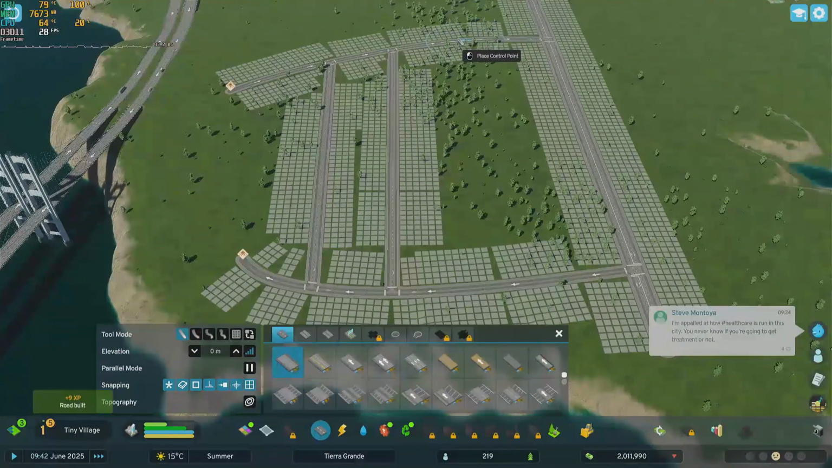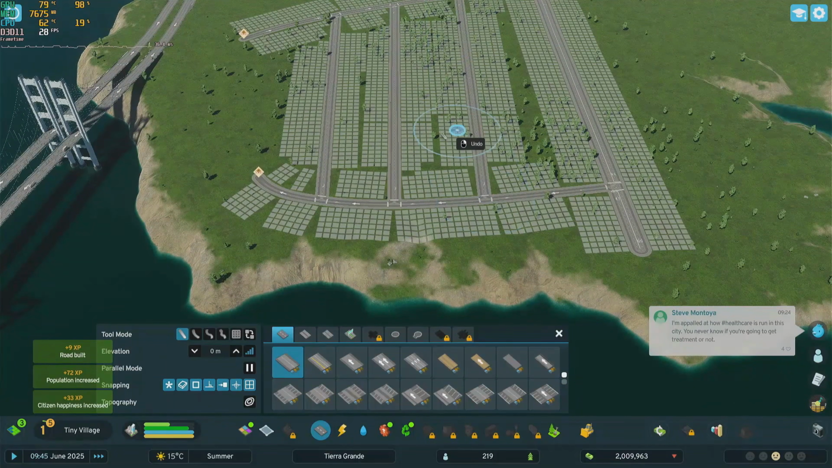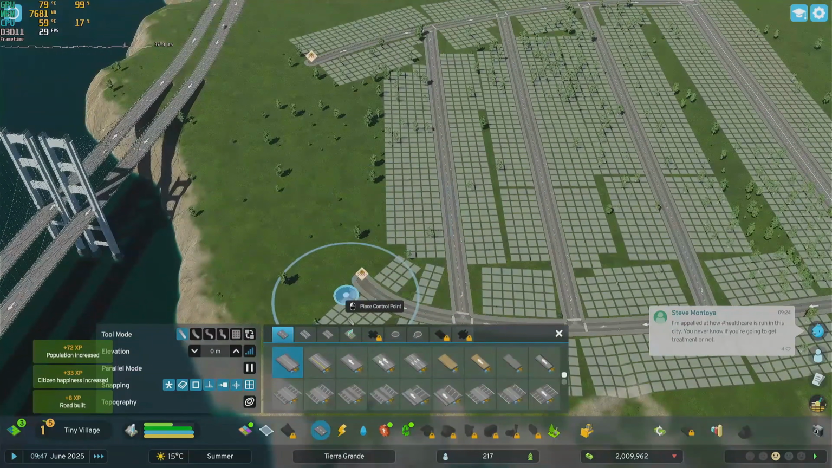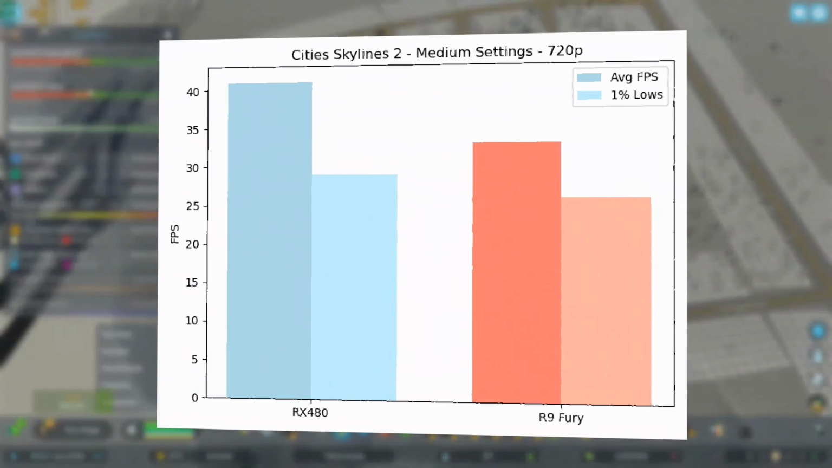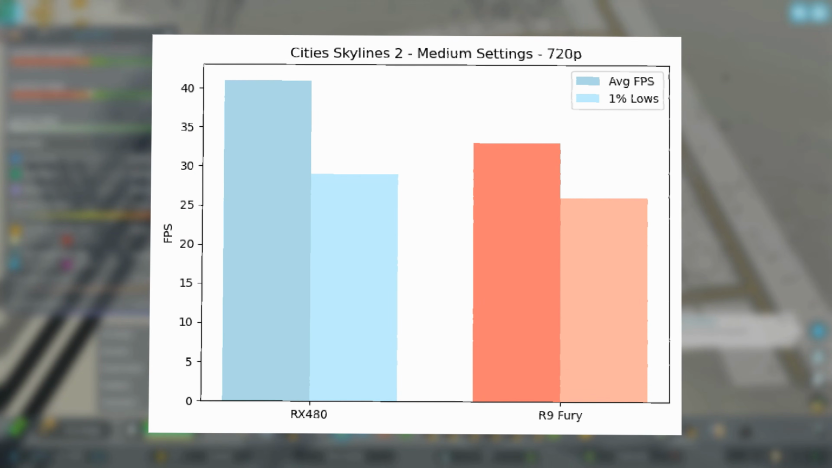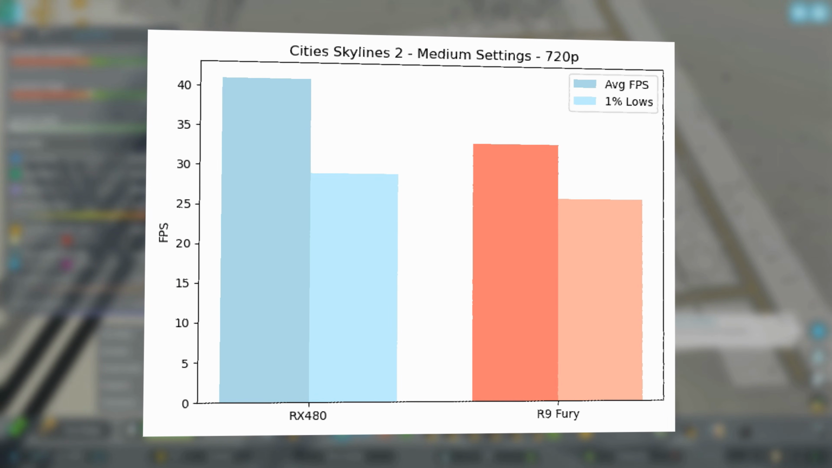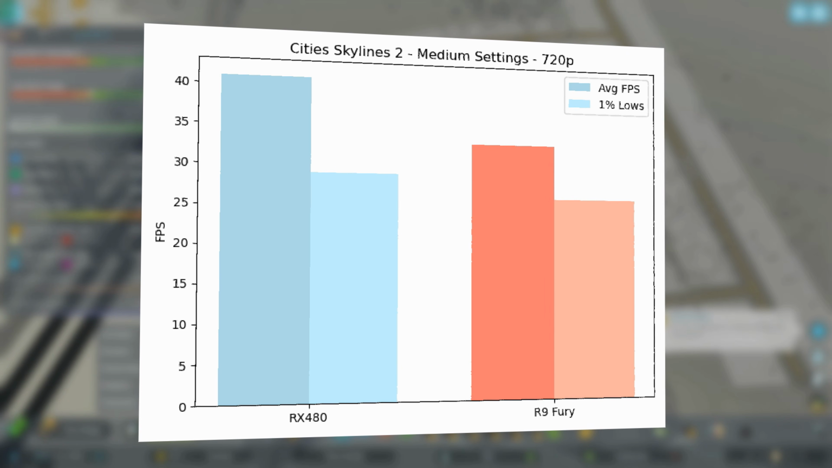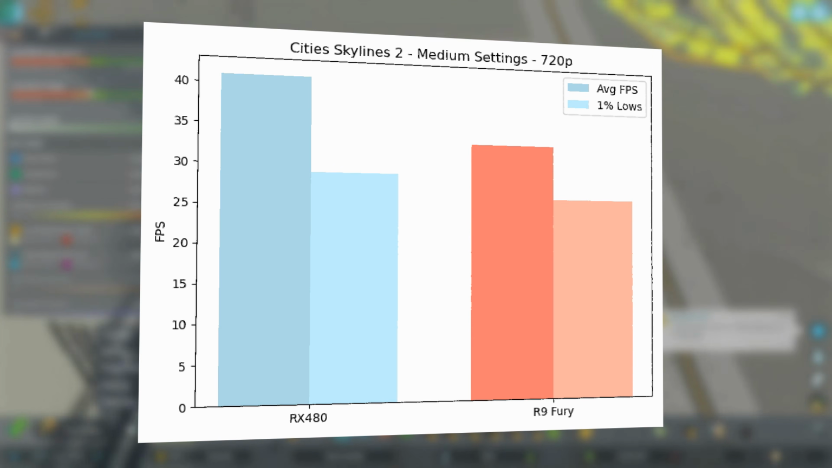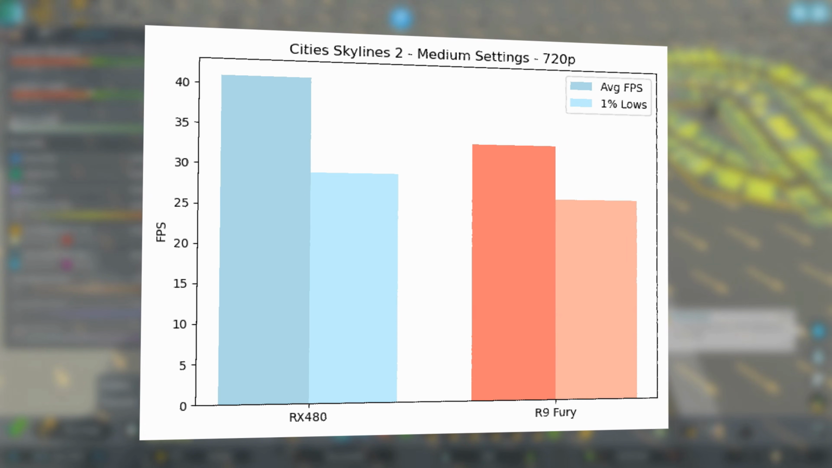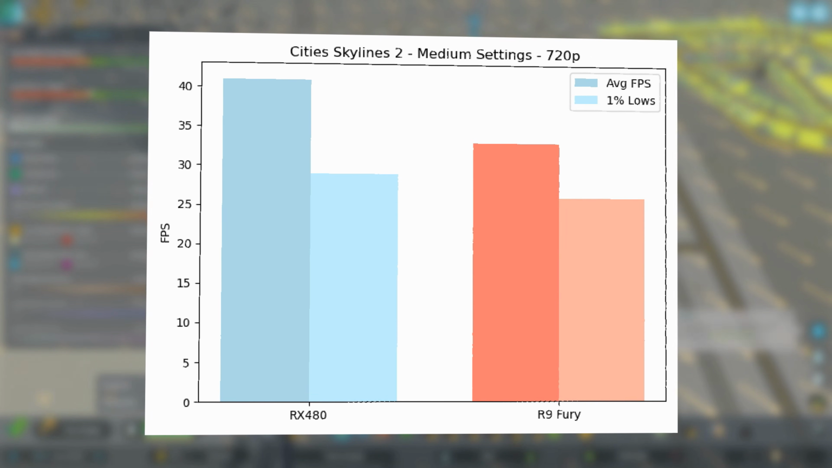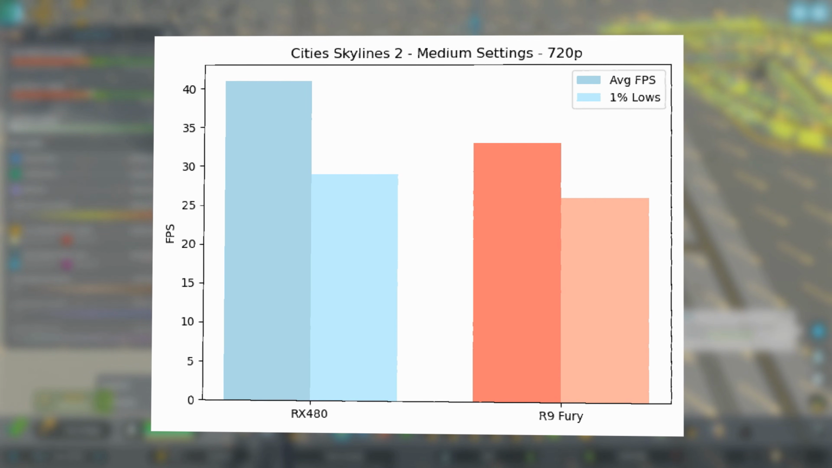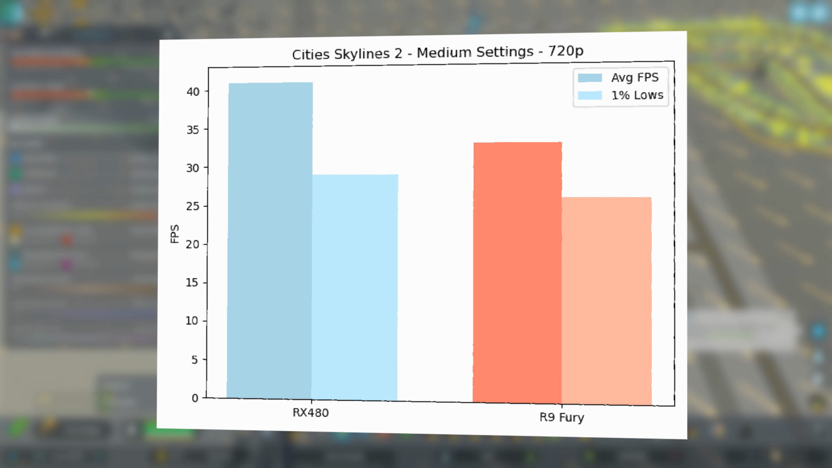So to begin rounding off our benchmarks, we do have City Skylines 2 running in medium settings at 720p, and immediately from the get-go we can see the RX 480 is majorly in the lead, and you'd pretty much be expecting it to follow the same course as most of the actual reviews we've done so far, where the R9 Fury is going to pull it back. But as you may note here, it is already running at just over 30 FPS. There's nothing really to claw back here. It doesn't deal well in City Skylines 2.